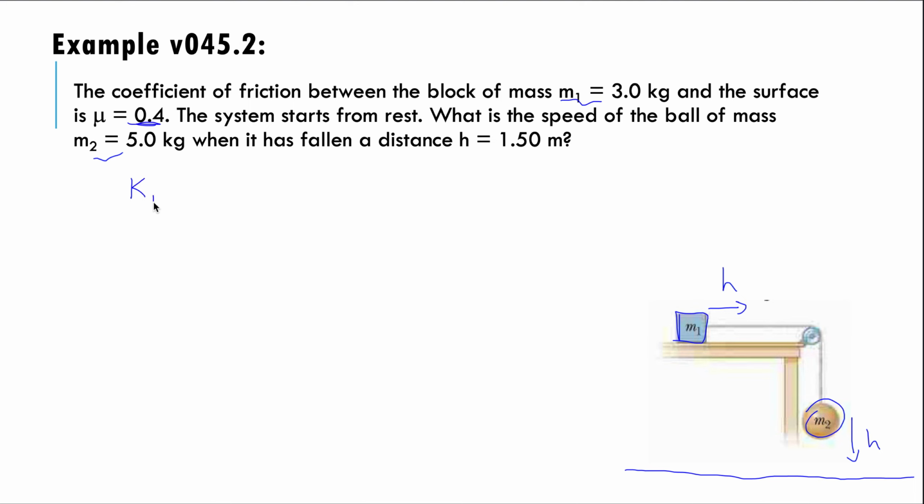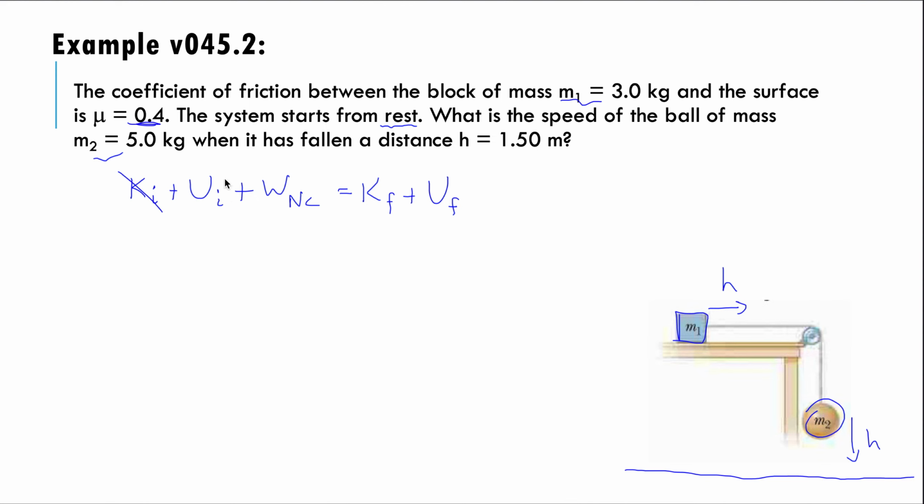Initial kinetic energy plus initial potential energy plus the work done by non-conservative force equals final kinetic energy plus the final potential energy. What's new about this problem is that we have two masses. So when we're talking about kinetic and potential energies, we have to consider both masses. Let's start with the initial kinetic energy. It says that we're starting from rest, so we know that there's no kinetic energy initially.